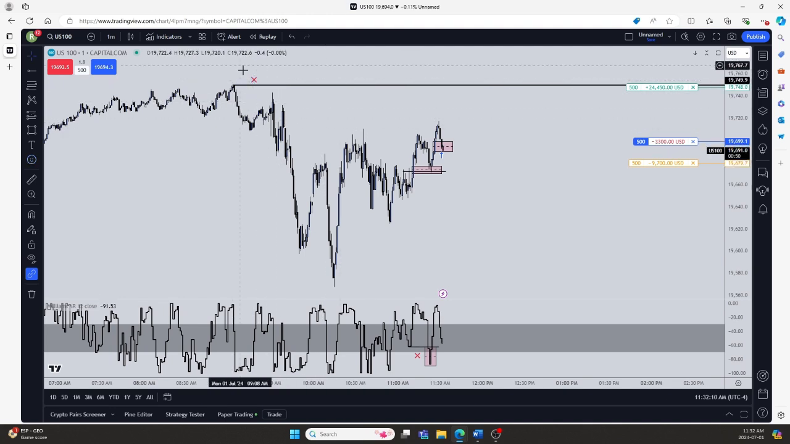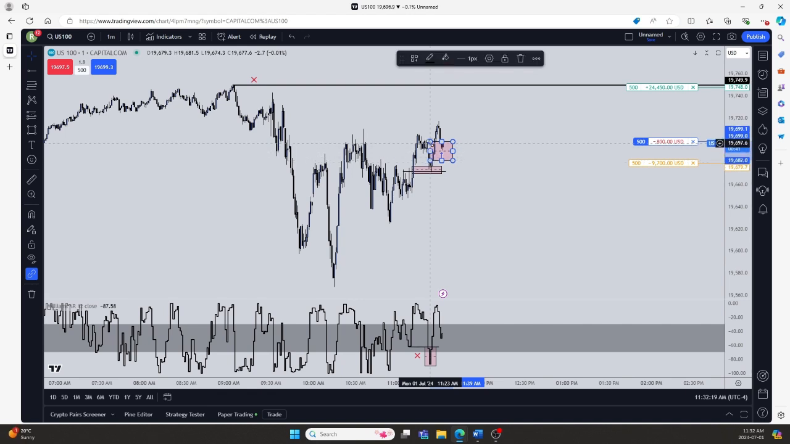So I'm expecting the buy side here to get hit. This balanced price range in here, I really want to see it hold and order flow continue to move higher.